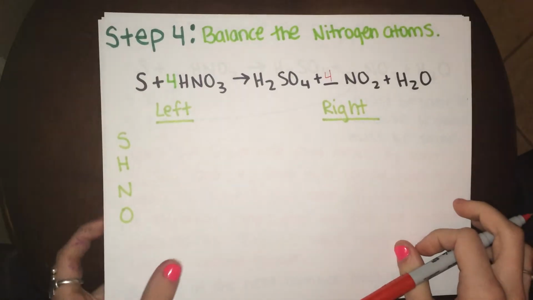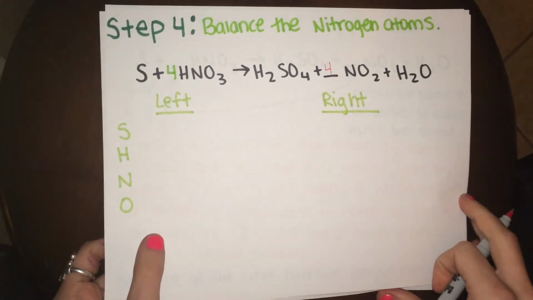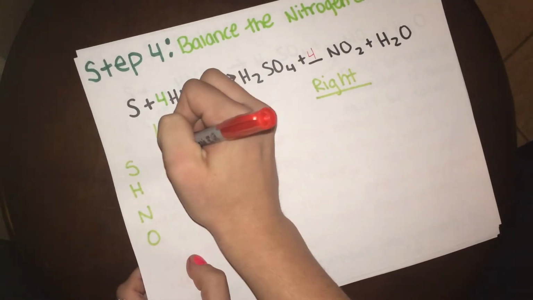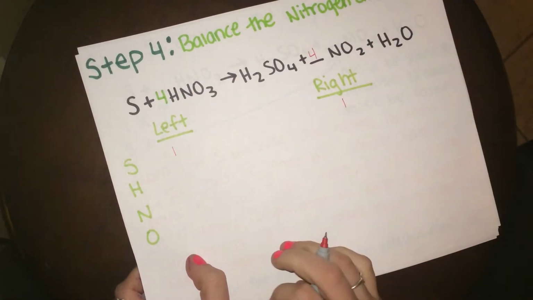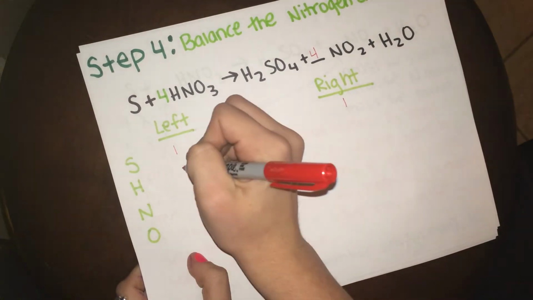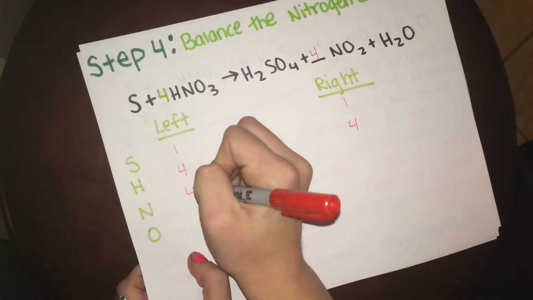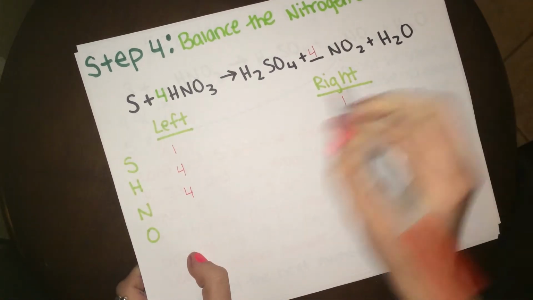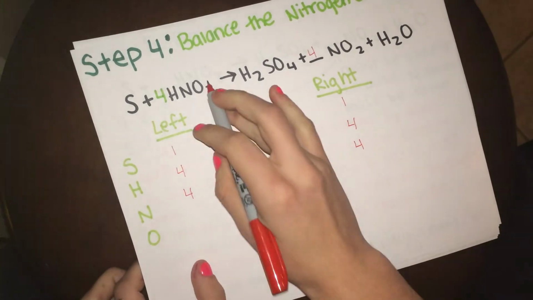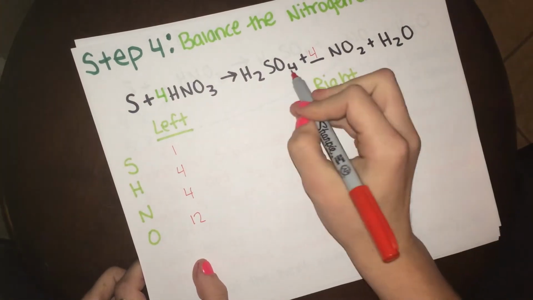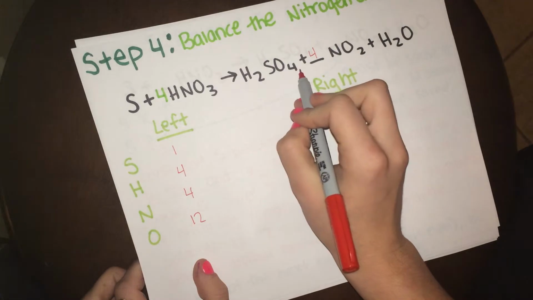So again, we're going to check the left and right and see which ones we need to change. So there's only one S on both sides, so 1 and 1. Right here with hydrogen, there's 4 and 4. Right here with nitrogen, there's 4 and 4. But with oxygen, it's changed on the right side. So with oxygen here, it's 12 again because 4 times 3 is 12. Right here, there's 4 oxygen.